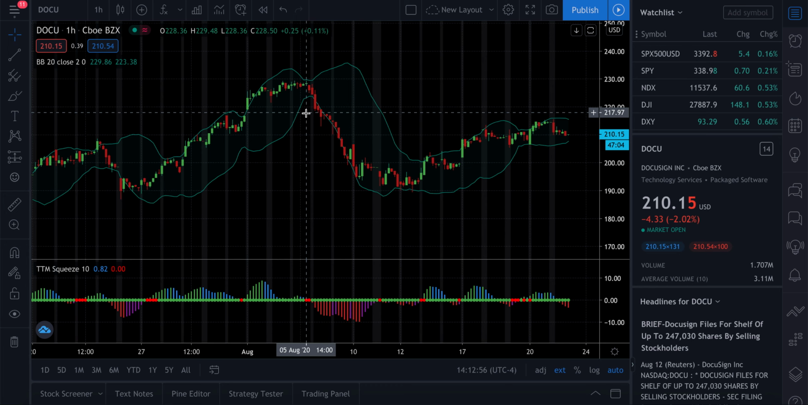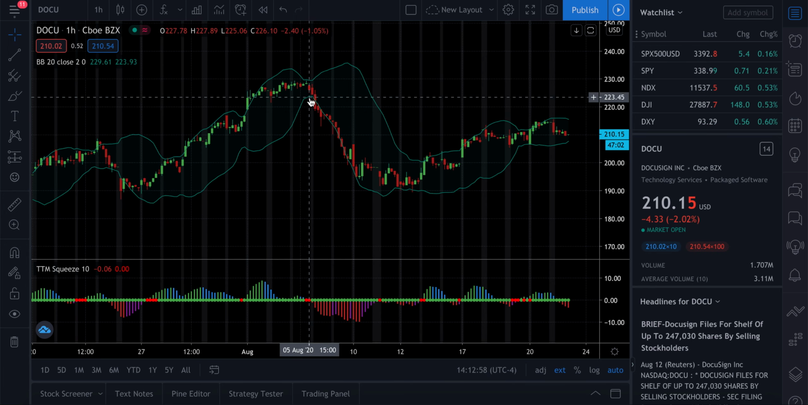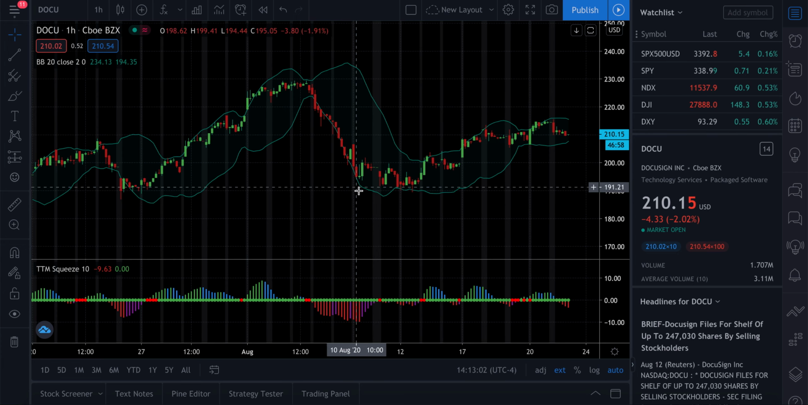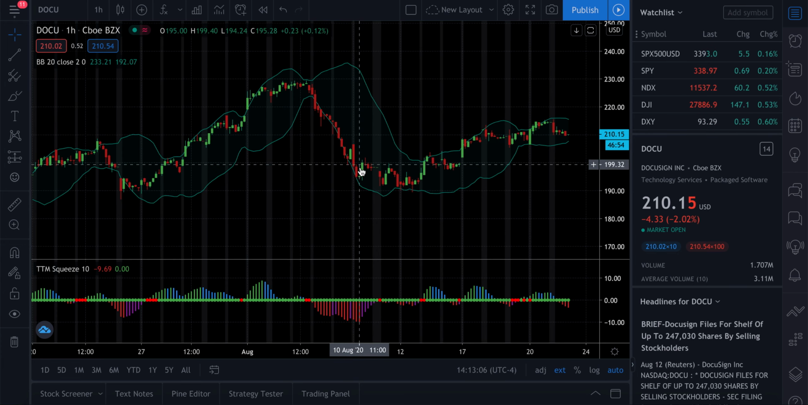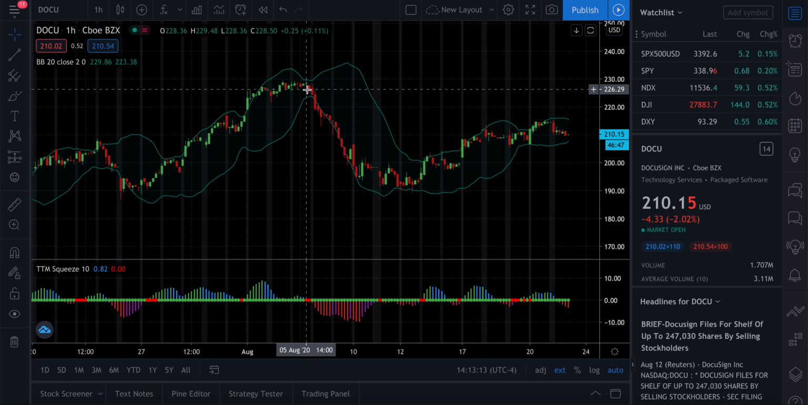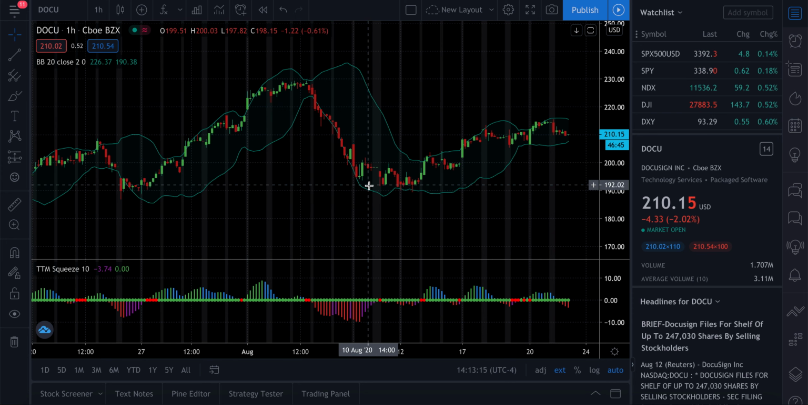The tighter this Bollinger Band is, the higher the move is going to be. So here you can see a nice move from almost 228 down to almost 193. That's like 35 points, right? That's $35 within what, August 5th to 10th, within a week. That's a pretty good trade, I would say.